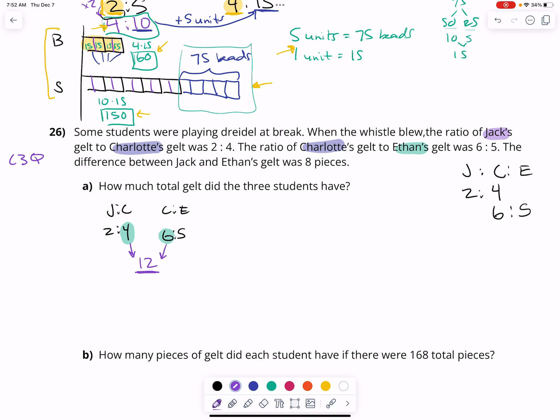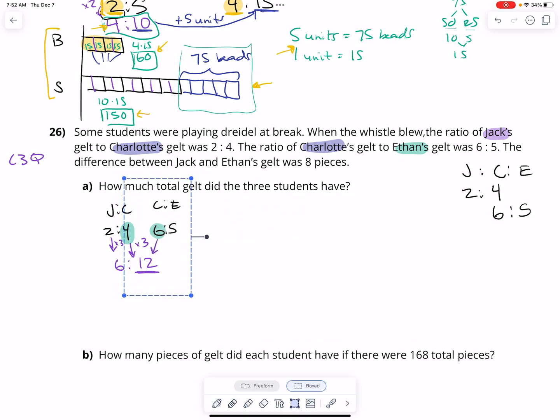And so I know if I ignore the Charlotte to Ethan right now, I could set this off to the side. If I'm just looking at Jack to Charlotte, a 2 to 4 ratio, I can turn that into a something to 12 by multiplying by 3. So Jack to Charlotte, that's not 8. How about we do 6? So we know Jack to Charlotte is equivalent to a 6 to 12 ratio.